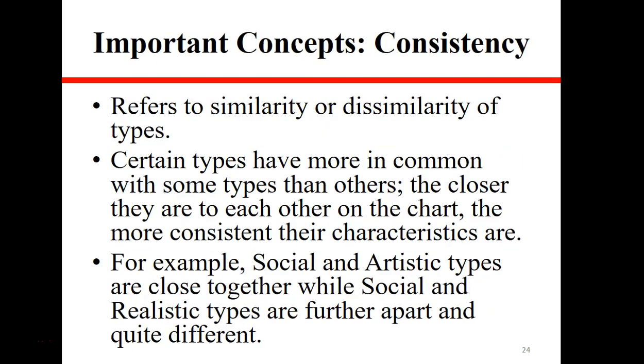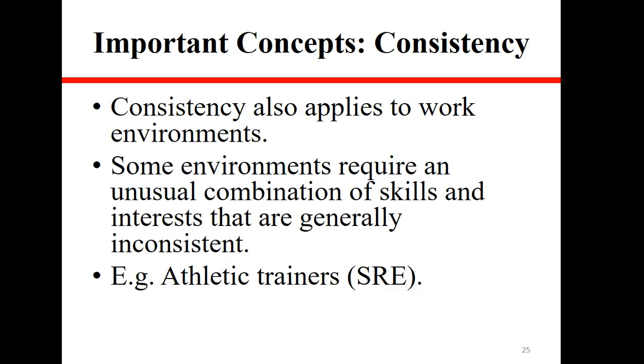So let me just go back to the slides about consistency and just explain that a bit more. So for example, social and artistic types, as I've said, are close together, while social and realistic types are further apart and quite different. So consistency also applies to work environments. So some environments, in fact, do require an unusual combination of skills and interests that are generally inconsistent.